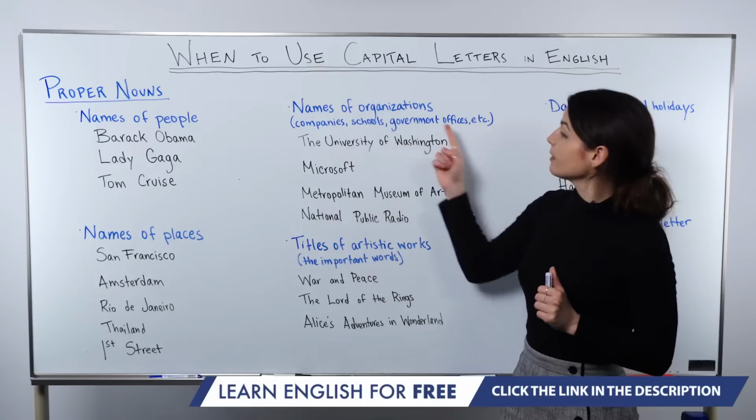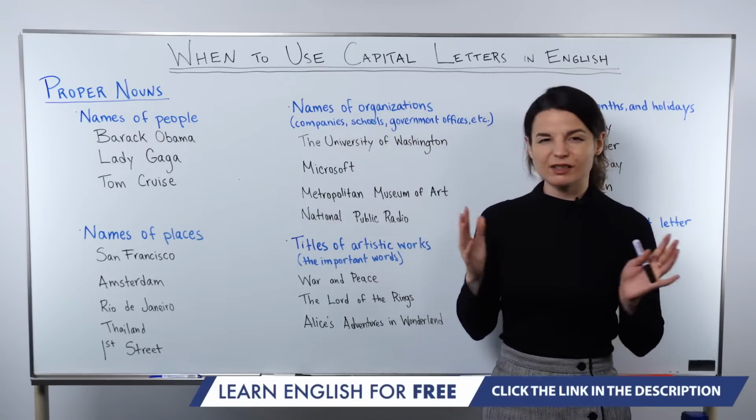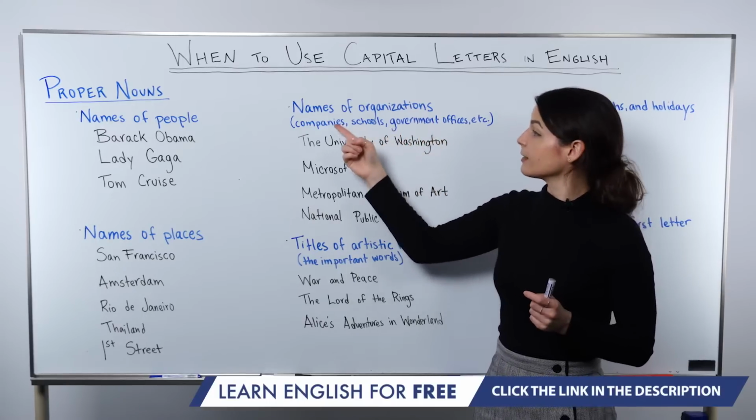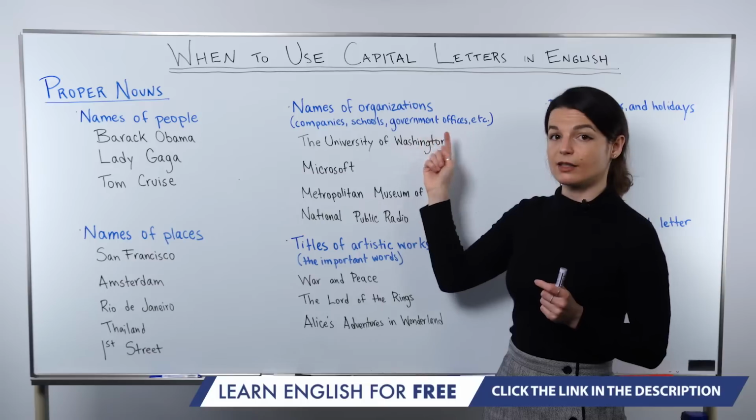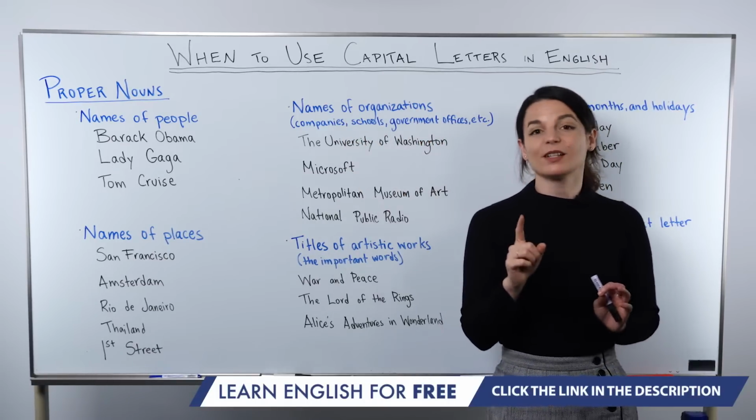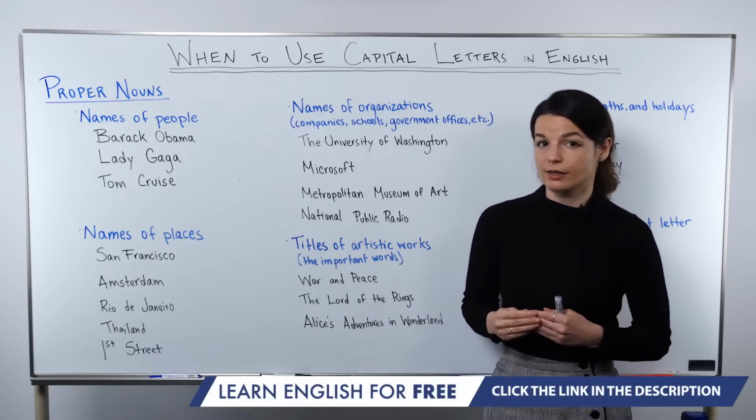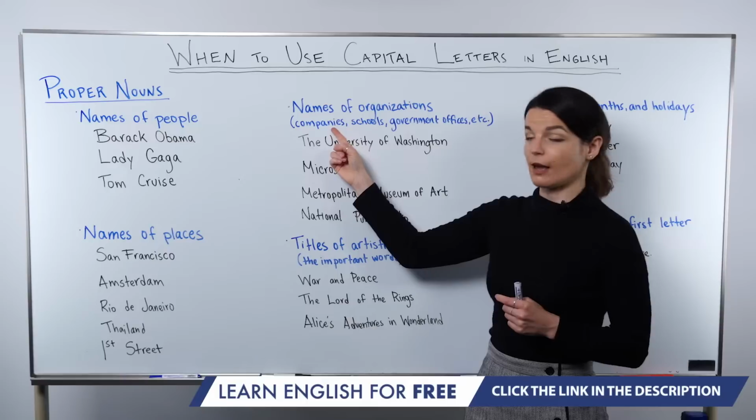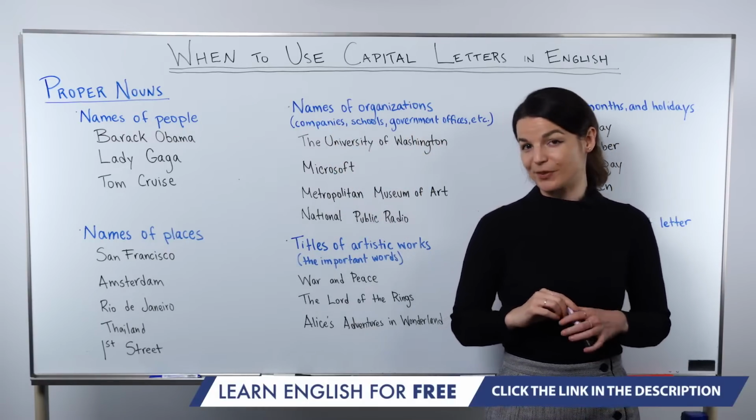The next group is names of organizations. What is an organization here? Organizations, for example, this means companies, schools, government offices, and so on. So when you talk about a brand, for example, if you want to talk about your favorite clothing brand, your favorite accessories brand, and so on, we use the company category for that. It follows this kind of capitalization rule. So let's look at some examples of this.